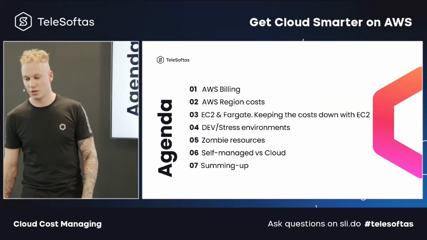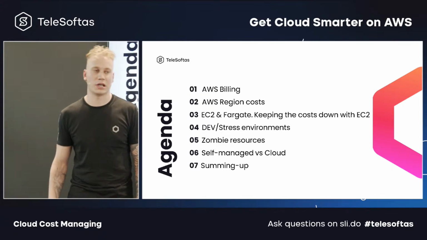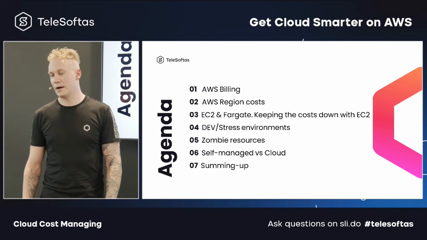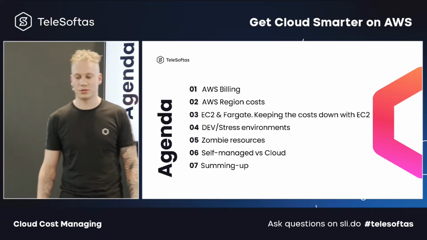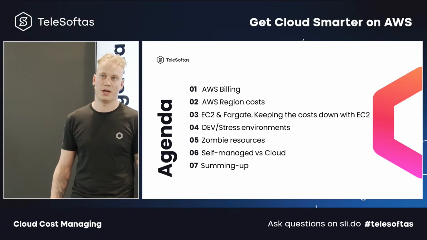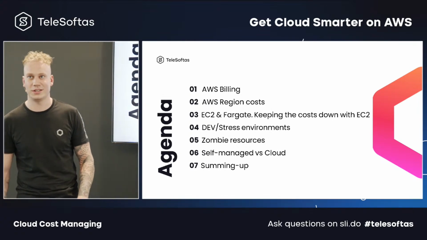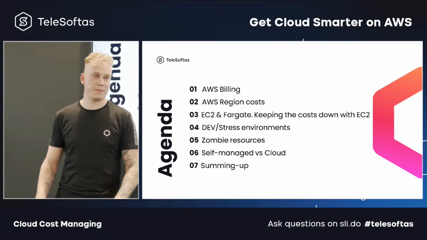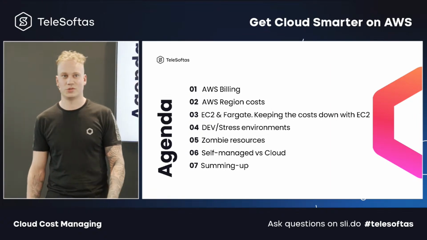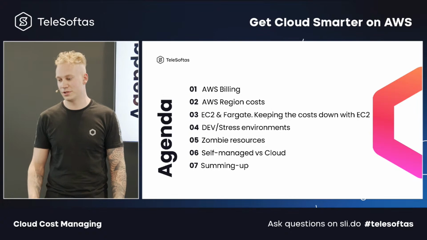So this is going to be the agenda. We're going to talk about AWS billing, region costs, EC2 and Fargate, stress environments, zombie resources, self-managing, and summing up. And trust me, I'm not going to bore you with all the details. I'm going to keep it short. It looks like magic at the moment, but trust me on that. It's going to get easier afterwards.